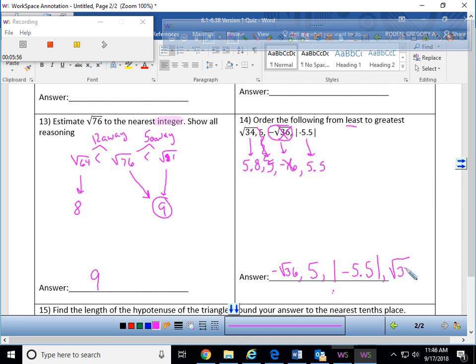And so notice what I did. I put the originals in order from least to greatest. Alright, and that would be my answer for that one.